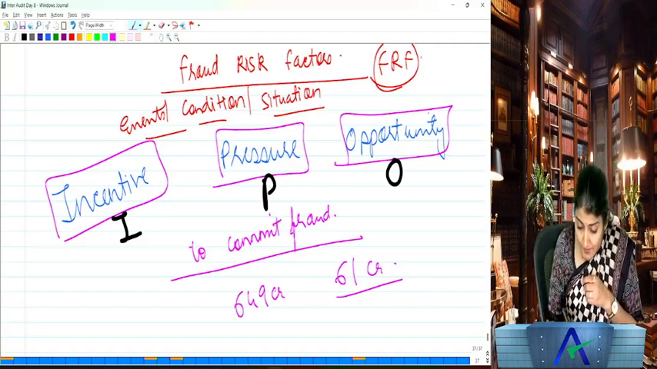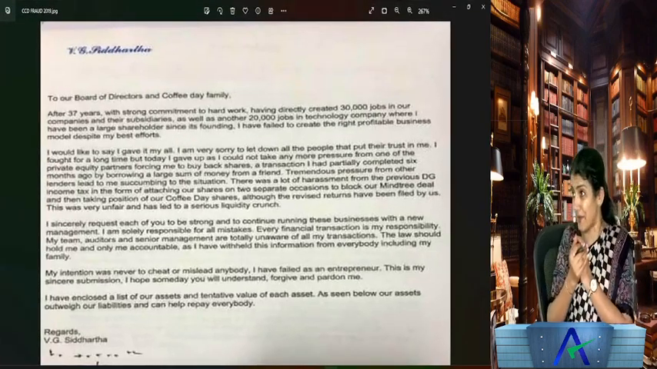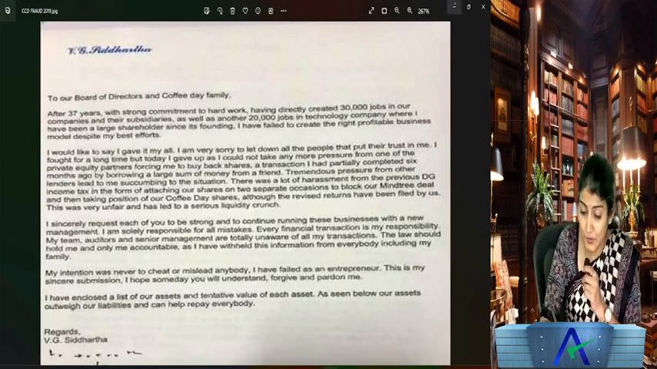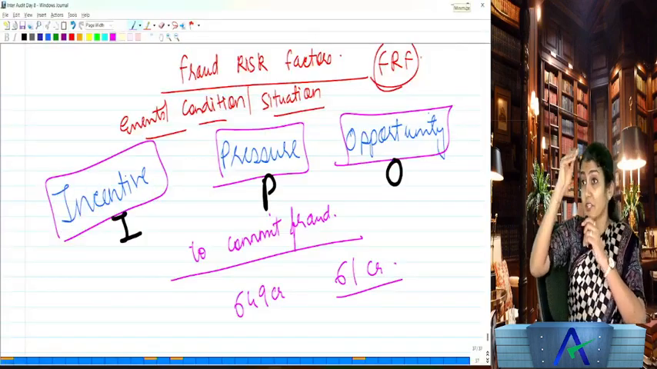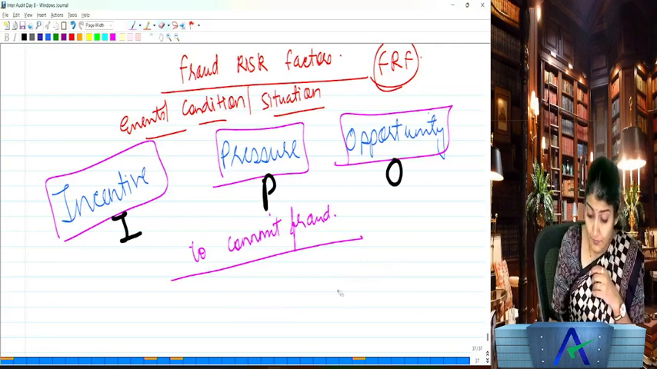Even that Vijji Siddharth over there, what did he say? I had a lot of pressure from the income tax department. Right? The DG commissioner over there. So there is a pressure to commit a fraud. And third one? Right? Third one?